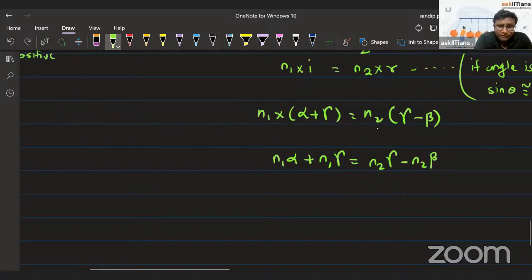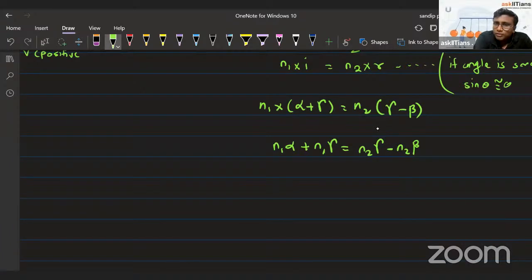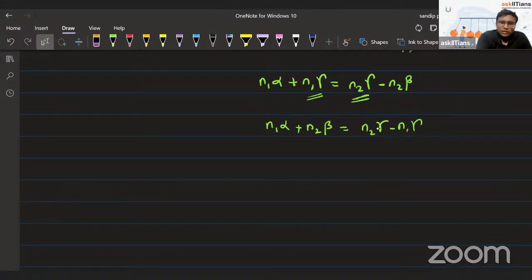Right? So after that, what we need to do: there are two terms of the gamma, bring them closer, and all other terms stick to the other side. So I can say this will become N1 alpha, bring this term to here, that will be N2 beta, is equal to what? This is N2 gamma minus N1 gamma. So this is N1 alpha plus N2 beta is equal to N2 minus N1 gamma.